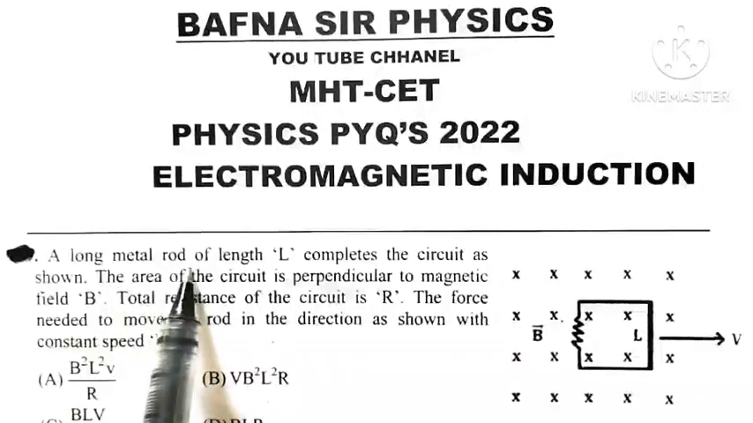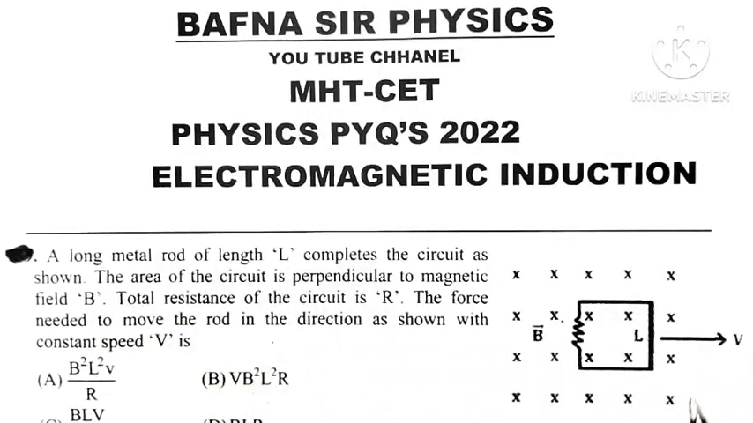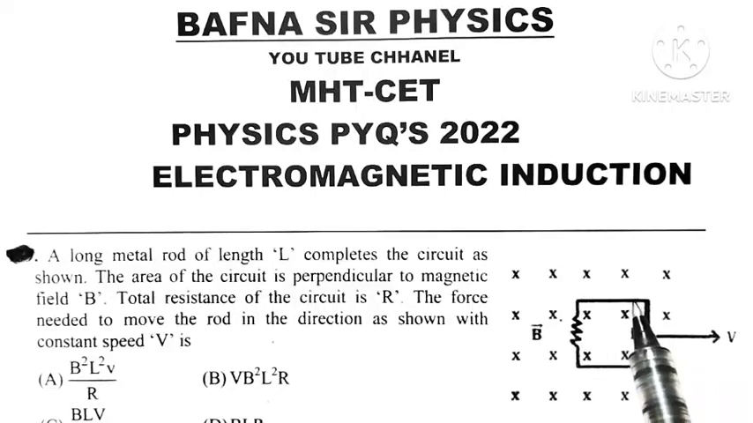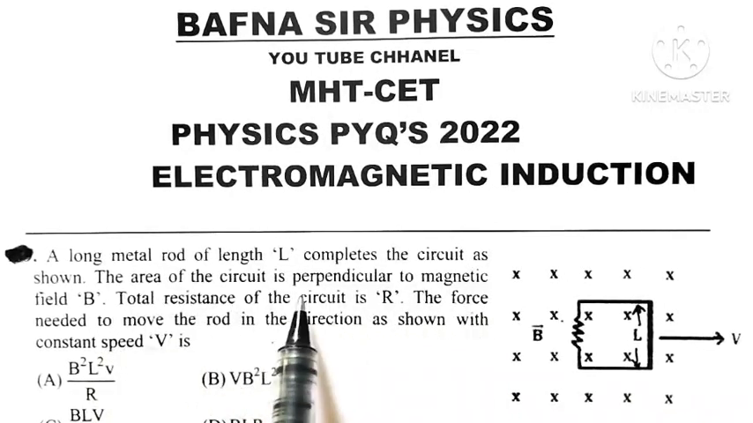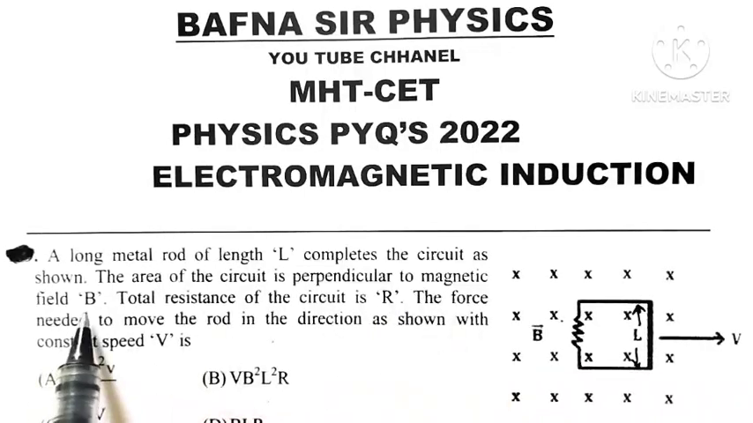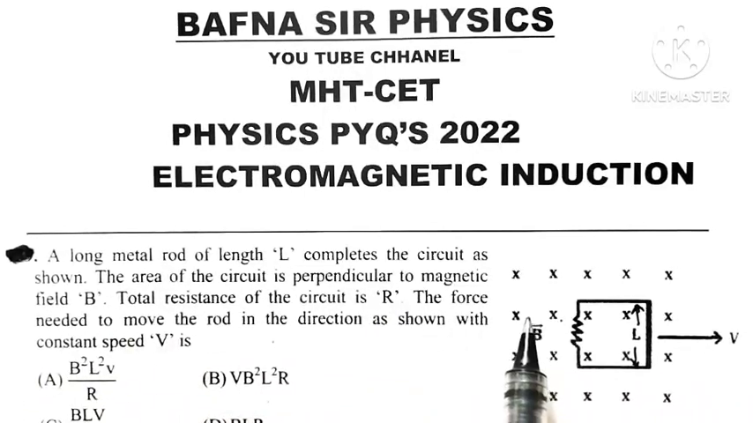A long metal rod of length L completes the circuit as shown. The area of the circuit is perpendicular to the magnetic field B. Here magnetic field B is acting perpendicular to the plane of the circuit and directed inward.